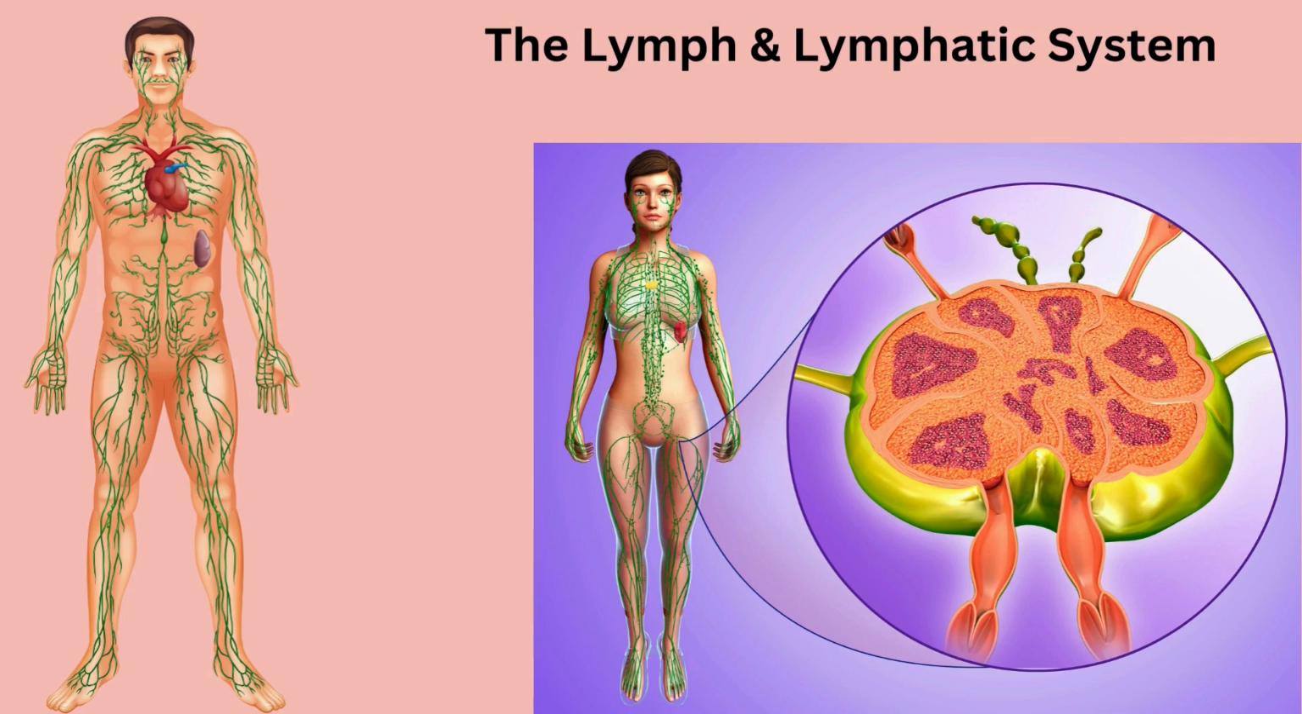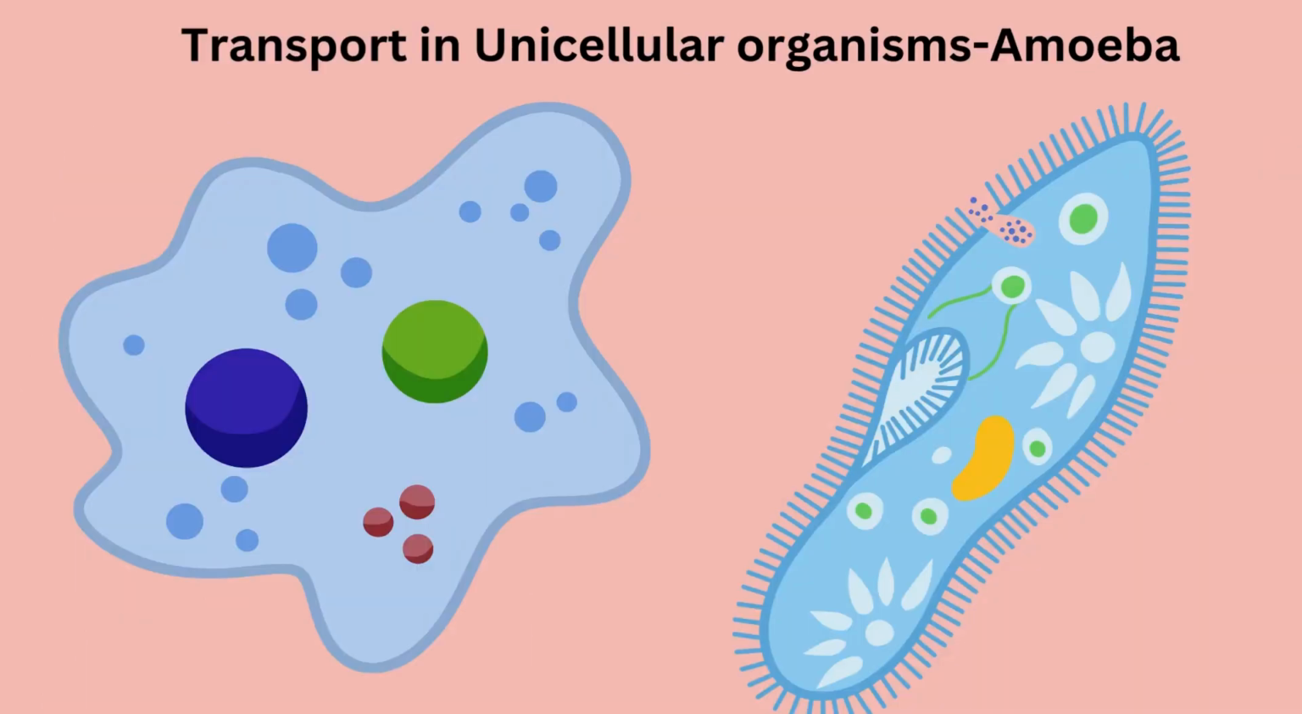Examples of lymph vessels are the lacteals, which transport fatty acid and glycerol. Now let's look at the mechanism of transportation in some organisms.